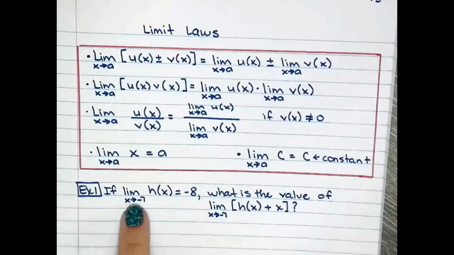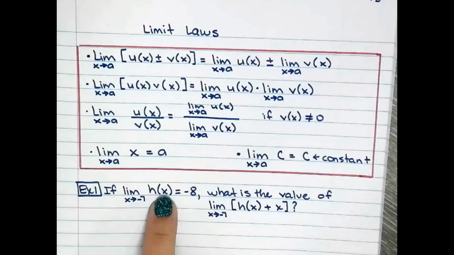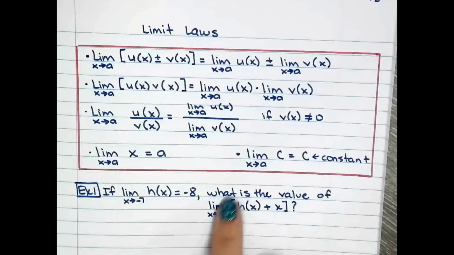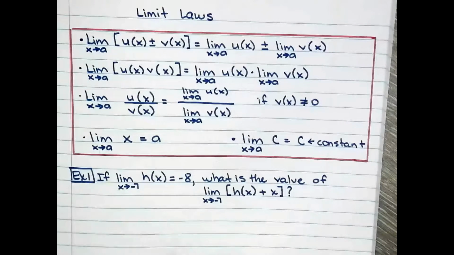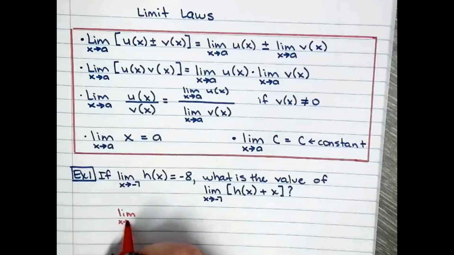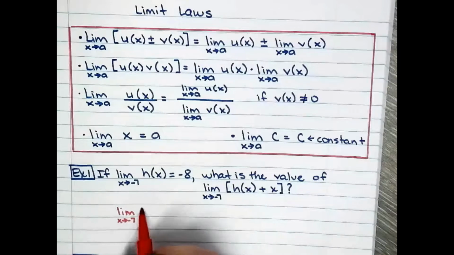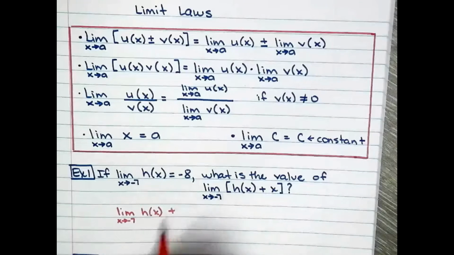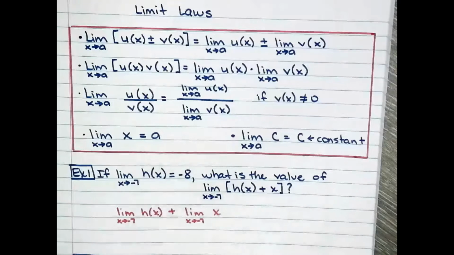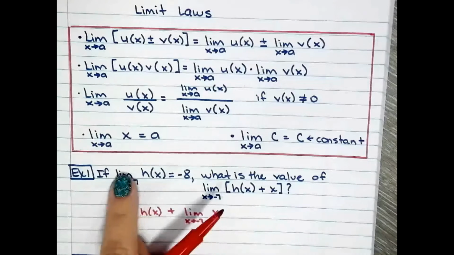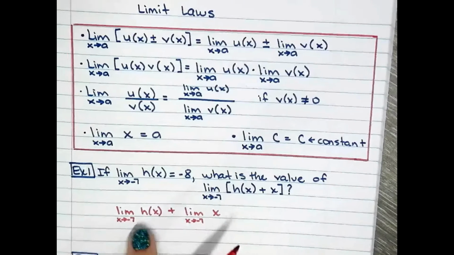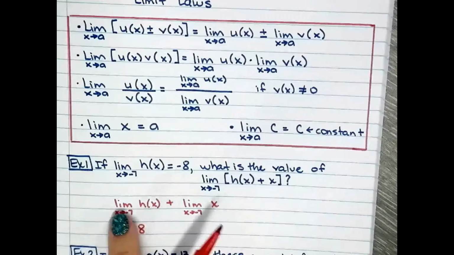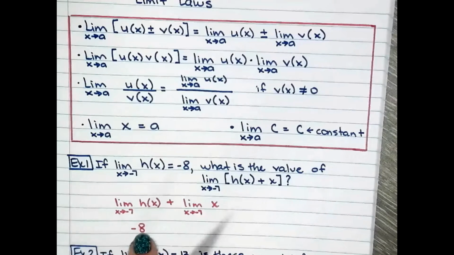So if we have the limit as x approaches -7 of h of x, which is -8, what is the value of this? So we're going to have to apply the limit laws to this example right here. So I know the limit as x approaches -7 of h of x, and I can add the limit as x approaches -7 of x. Okay, I know this limit is given right there, -8. So I will substitute -8 right there. Okay, this is the value of this limit. So as the limit as x approaches -7, the value is -8.